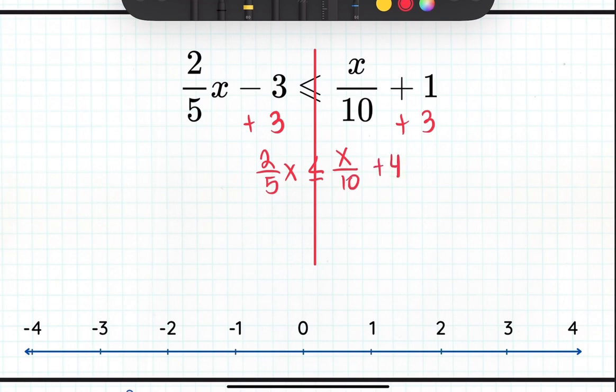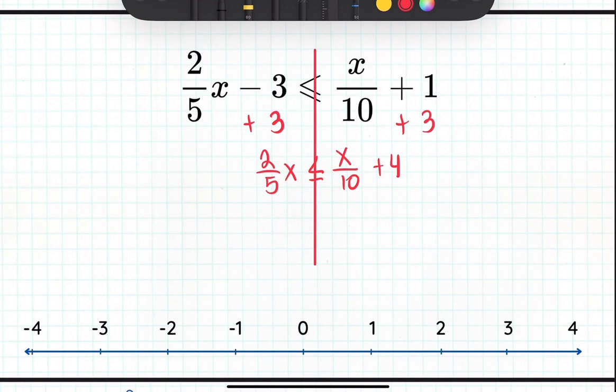But here I have two fractions. So I have two options. I could convert everything into the same denominator so that I could combine them, or I could turn everything into whole numbers so that it could be a lot easier to work with.